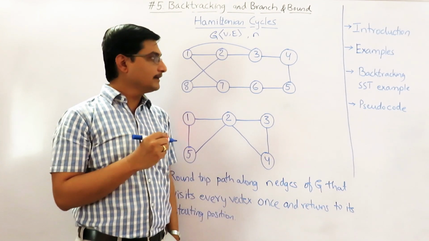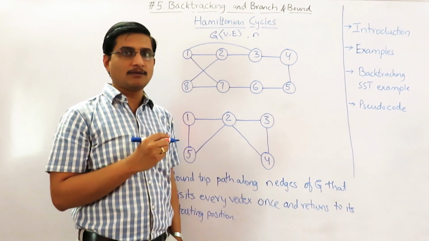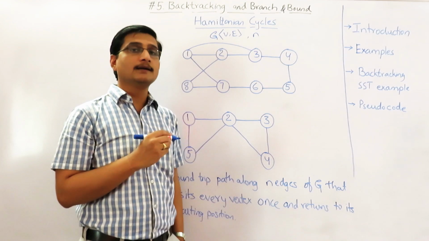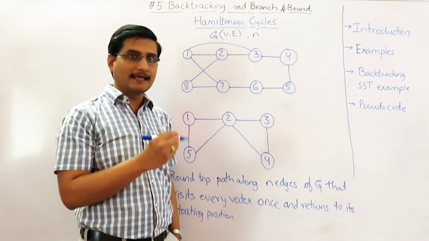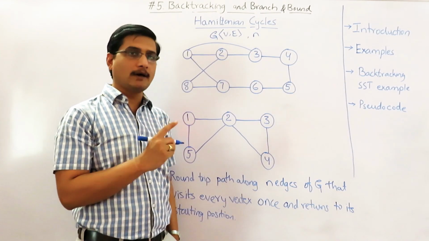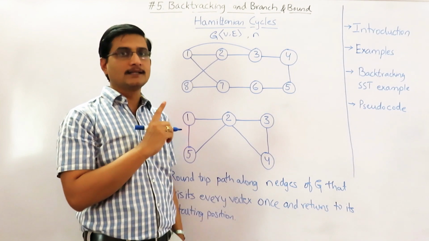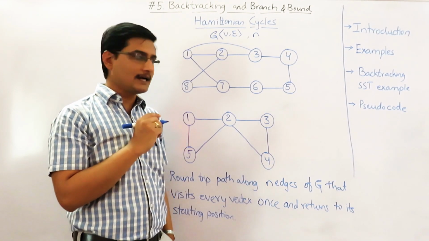But the difference is that it is a minimization problem, where we wanted to find the shortest path. Here we need to find a cycle such that it should visit all the vertices only once except the starting vertex. Starting vertex is fixed here and it should come back to the starting vertex.